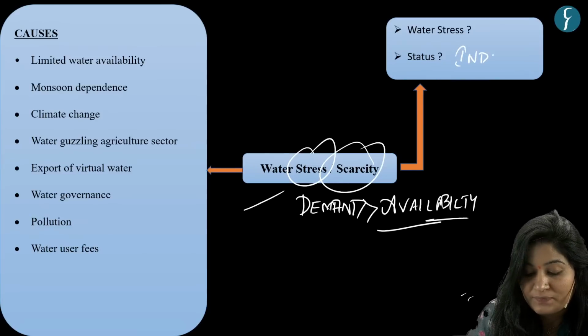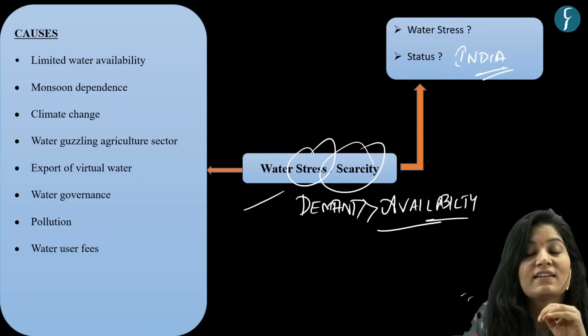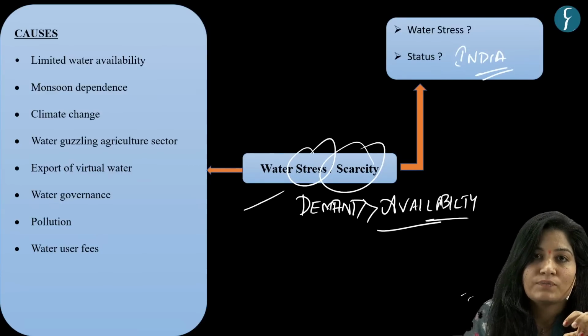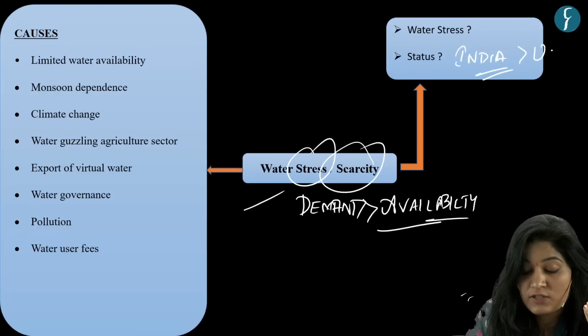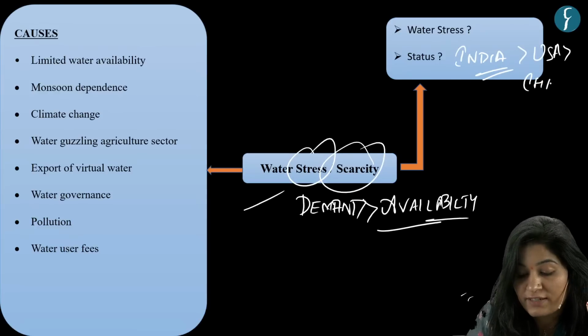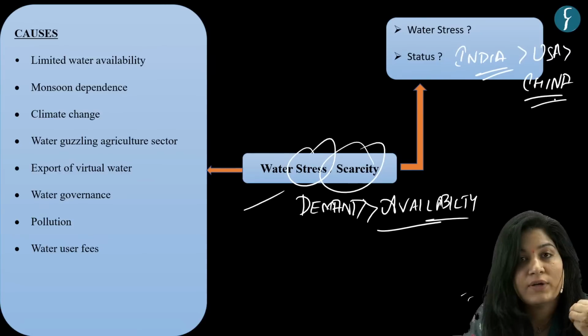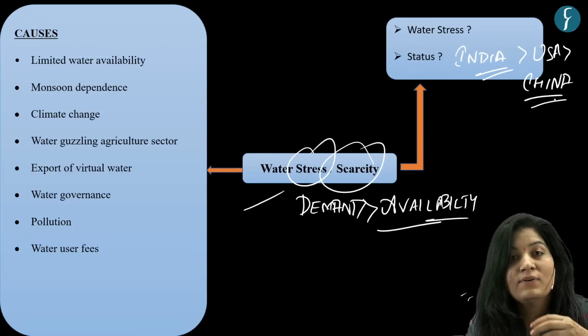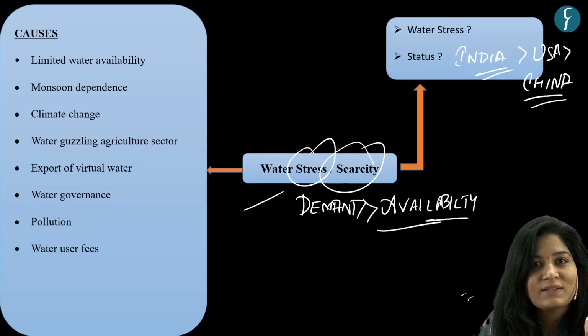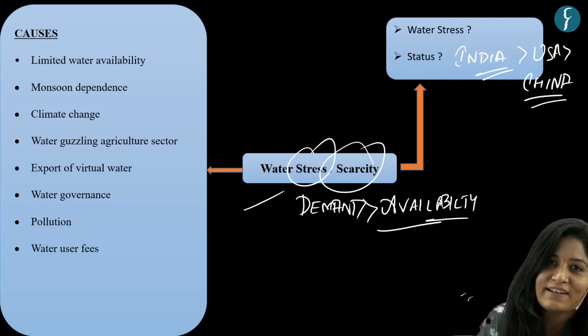India is the largest groundwater user in the world. Then next is USA, and then next is China. Okay. So now let's discuss causes or reasons behind water stress in India.